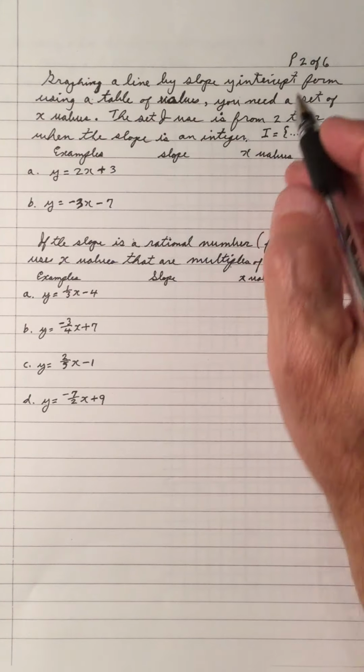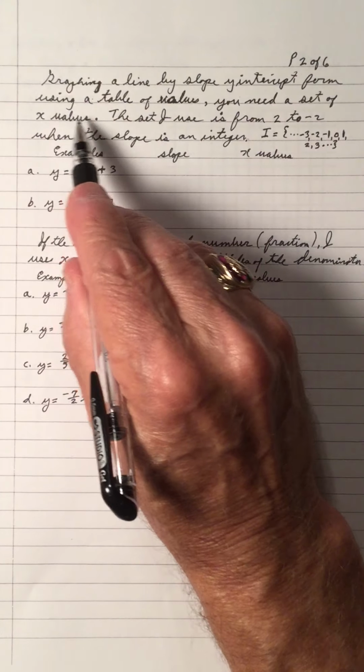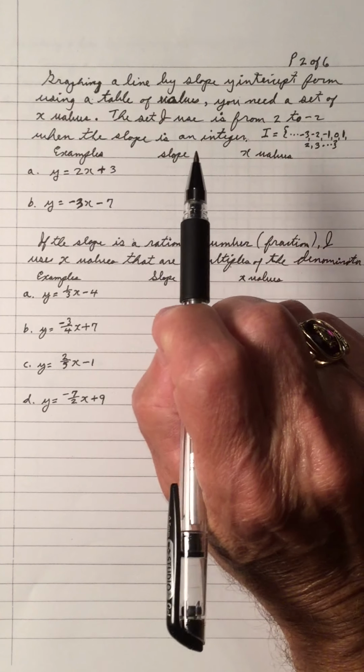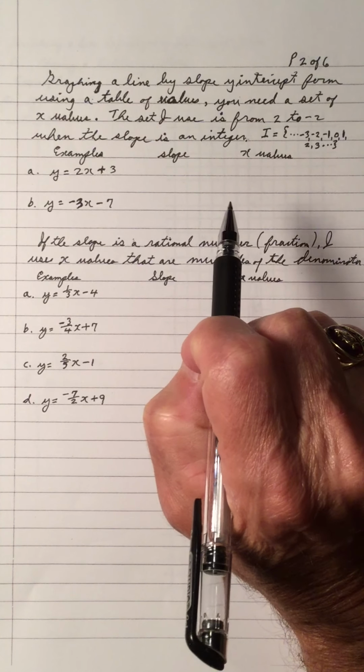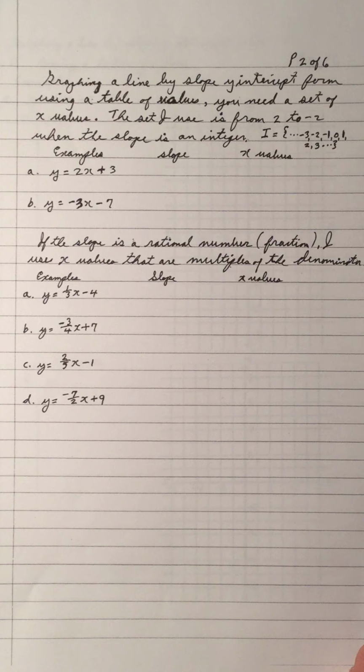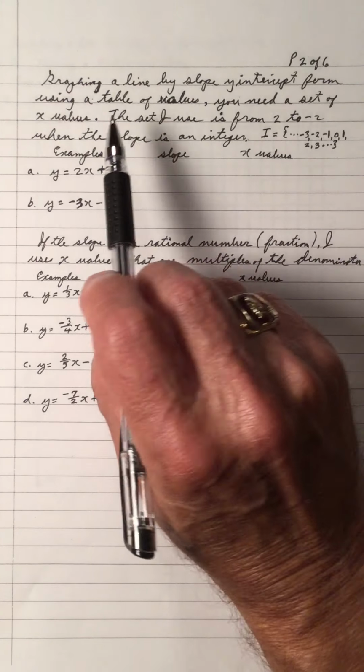Graphing a line by slope y-intercept form using a table of values. There are two ways to graph a slope y-intercept form. One would be with a table of values, and the other one would be by plotting the y-intercept and then doing the slope. So let's do the first one first.